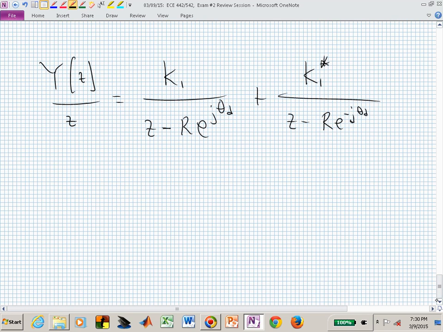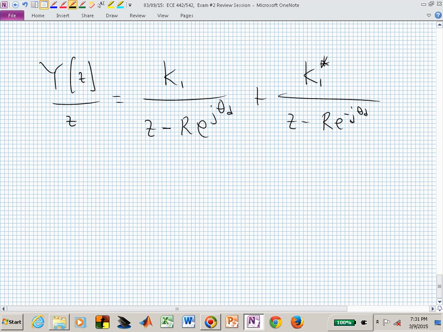Because if you didn't divide by z, the partial fraction expansion coefficients wouldn't have a z in there, and most of your tables have a z in the numerator. This preserves that when we find K1 and K1 star. So the question was, why are we dividing by z in y of z over z to begin with? We are doing this partial fraction expansion in terms of z and not z to the minus 1. In some tables you might see this in terms of z to the minus 1, and then you maybe don't have to worry about this division.